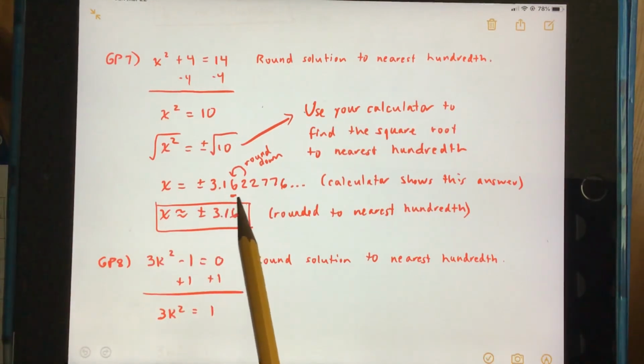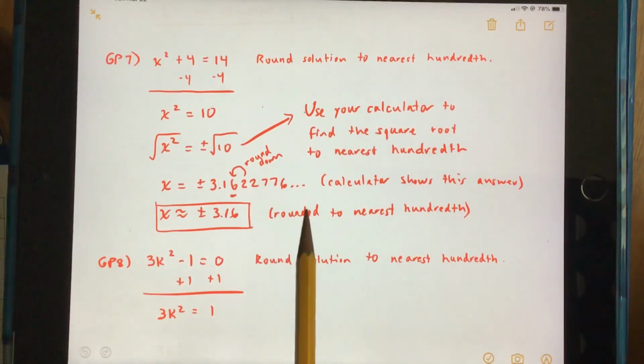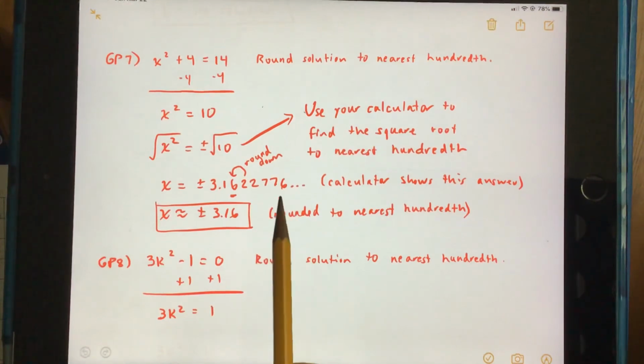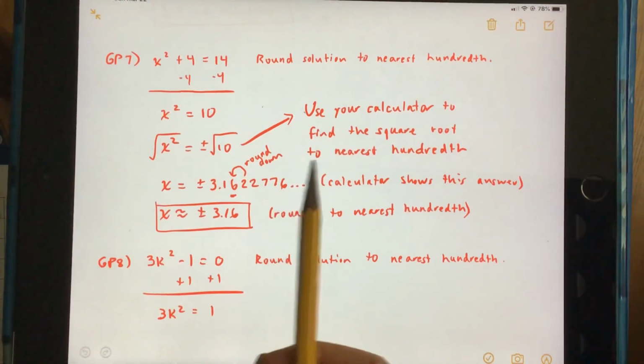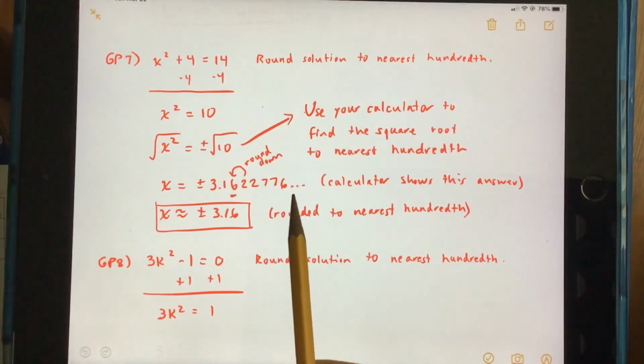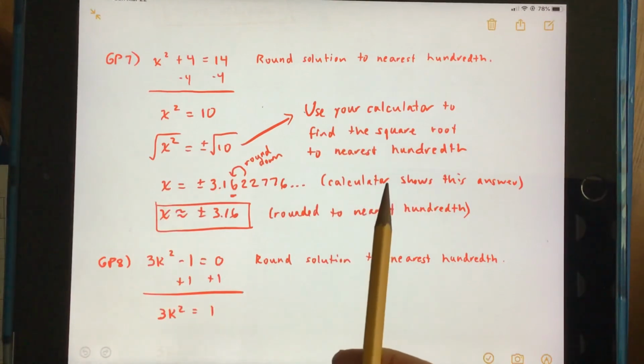and on my calculator it showed 3.162776, and it went on. At some point on your calculator, these numbers will stop. It doesn't mean that there aren't any other further digits. It just means that's how far it's going to display it. That's why these 3 dots are here. It goes on. But you're not going to write this answer down for your final answer.